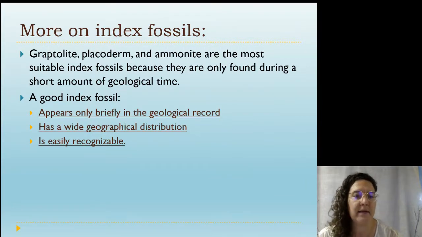So graptolite, placoderm, and ammonite are the most suitable index fossils because they're only found during a short period of time. So again, they have to appear only briefly in the geological record, have a wide geographical distribution so that we can date rock layers around the world, and be easily recognizable. So we don't want it to be a very complex fossil that is similar to other fossils. We want this to be easily recognizable once it's found.